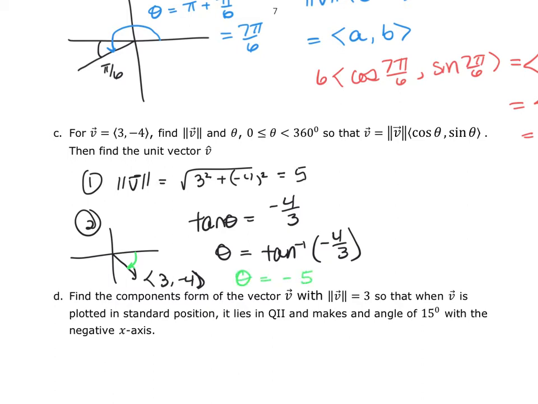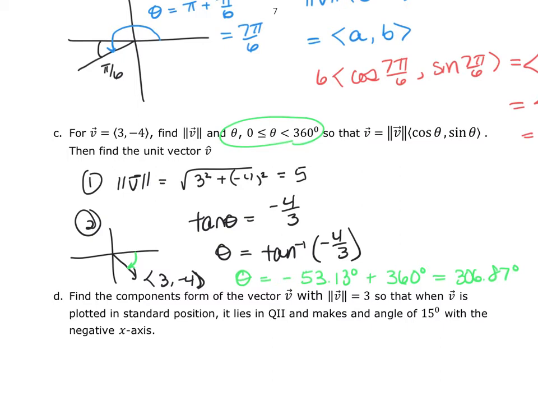and I get negative 53.13 degrees. I need it in that interval. So you all know by this point we're going to add 360 degrees to get the correct angle. So I'm going to add 360, and I get the angle, which is 306 point, I'm going to go with 2 decimals, 87 degrees.